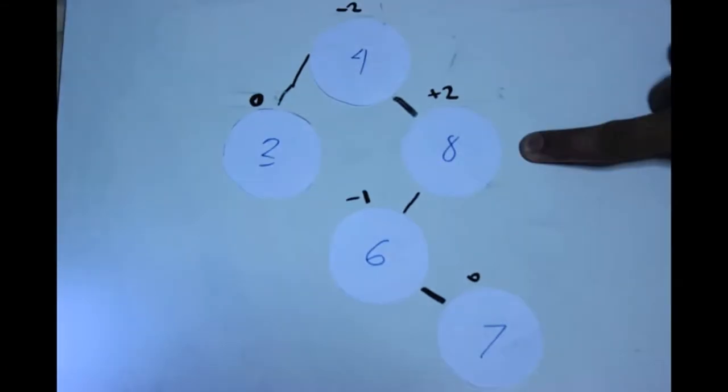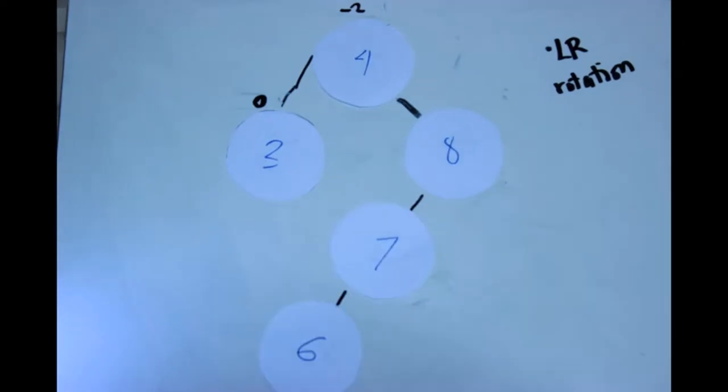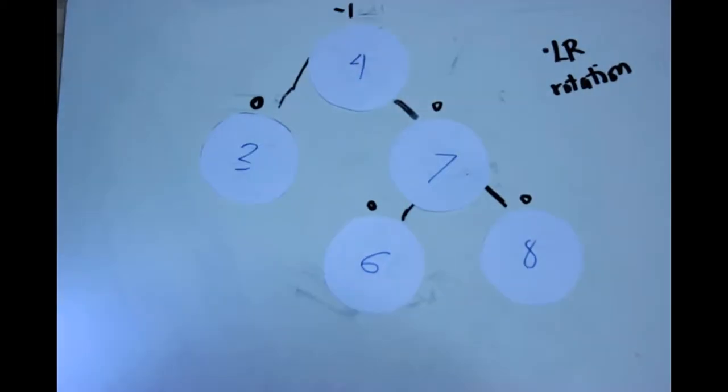As you can see, both 4 and 8 are unbalanced. But since 8 has a higher level than 4, we will balance 8 first. As you can see, 8 has a balance factor of +2, while 6 has a balance factor of -1. So we use left-right rotation. After checking the balance factor, the tree is now balanced.